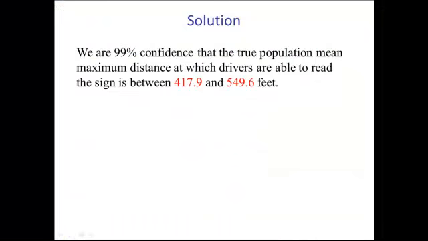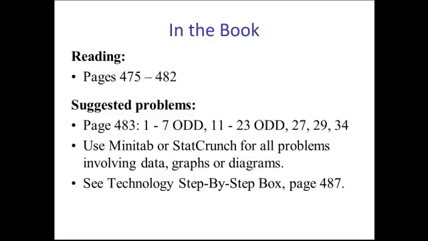The way we interpret this interval, we would say we are 99% confident that the true population mean maximum distance at which drivers are able to read the sign is between 417.9 and 549.6 feet. Here's the reading and suggested problems.